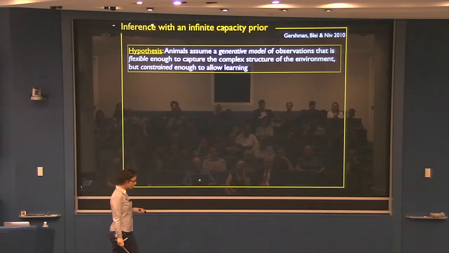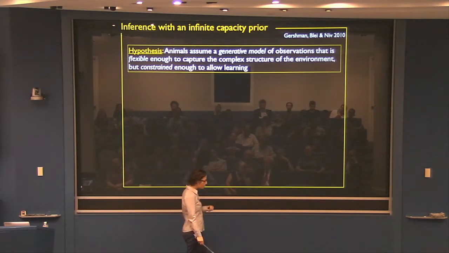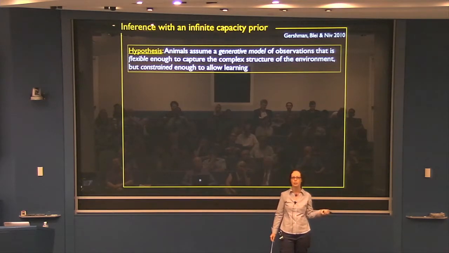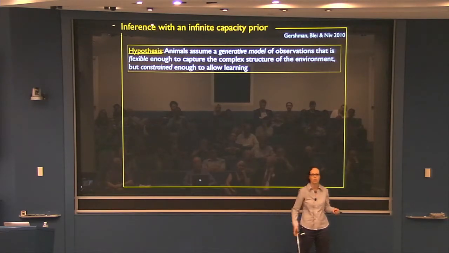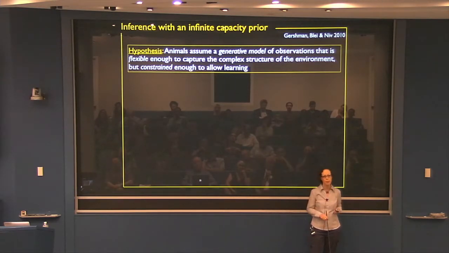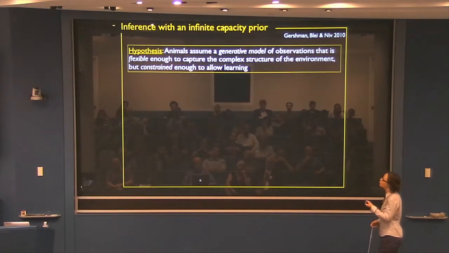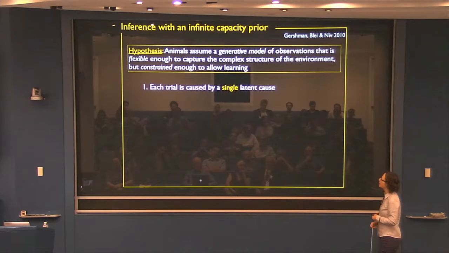And when I say constrained enough to allow learning, that's because if I assume that every bit of information comes from its own latent cause, then I can never generalize. What I see tomorrow is not related to what I saw yesterday because the causes are completely different, so I can't learn at all. So I need to group things together somehow in order to learn. So the idea behind this mathematical prior, in words, is this.